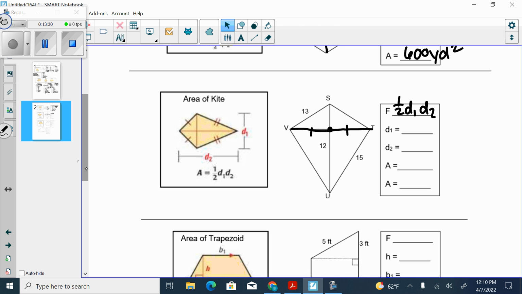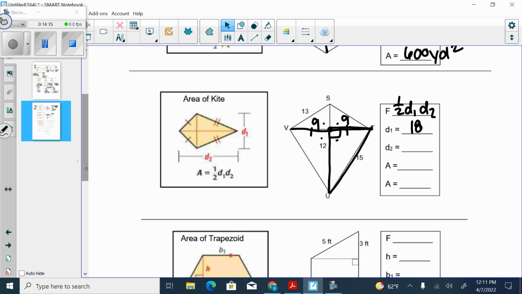But it is split into what kind of shapes? Right triangles, because these are perpendicular. So right here, I have a right triangle where I know this side is 12 and this side is 15. How could I find this side right here? Pythagorean theorem. Very good. So I would have 12 squared plus x squared equals 15 squared. And what's going to be my missing side? Very good. And we did say that these two pieces are congruent. So if that piece is 9, the one right beside it, also 9. So what's the length of the diagonal VT? Good. All right, so I got my first diagonal.